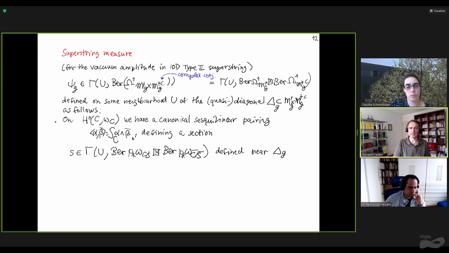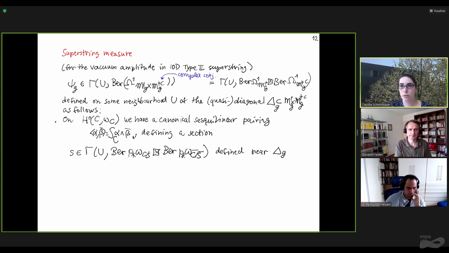So this can be defined also on a supercurve. There is a more intrinsic way to define it, but it's basically the integral of α β bar. So I guess, do I have still something like 10 minutes? Yes, you have 11 minutes.